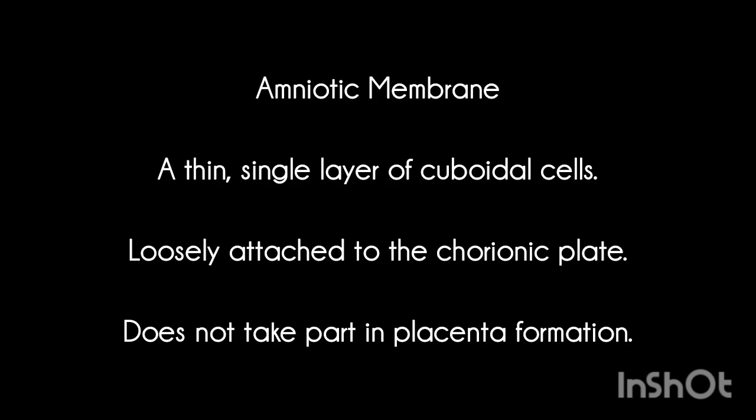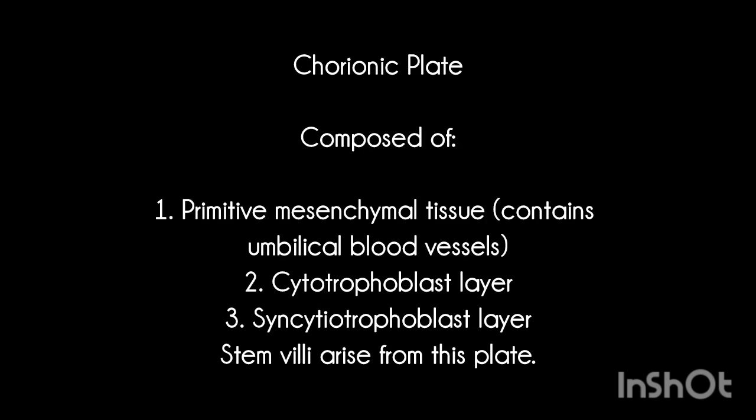Amniotic membrane. A thin, single layer of cuboidal cells. Loosely attached to the chorionic plate. Does not take part in placenta formation. Chorionic plate. Composed of 1. Primitive mesenchymal tissue, contains umbilical blood vessels. 2. Cytotrophoblast layer. 3. Syncytiotrophoblast layer. Stem villi arise from this plate.